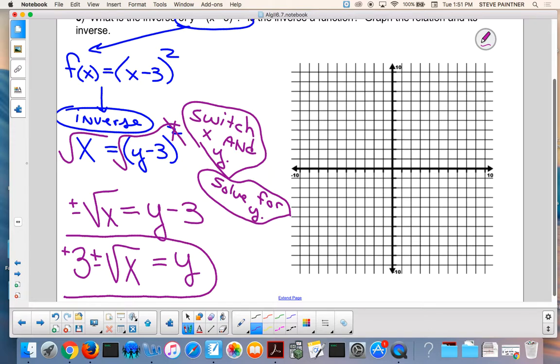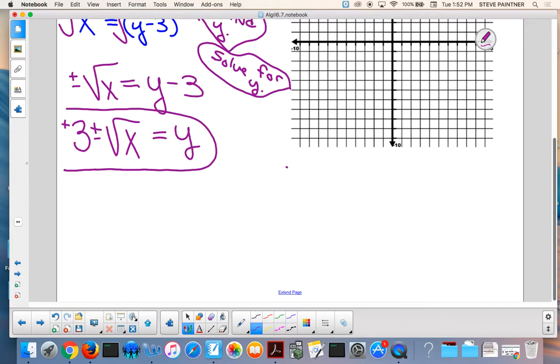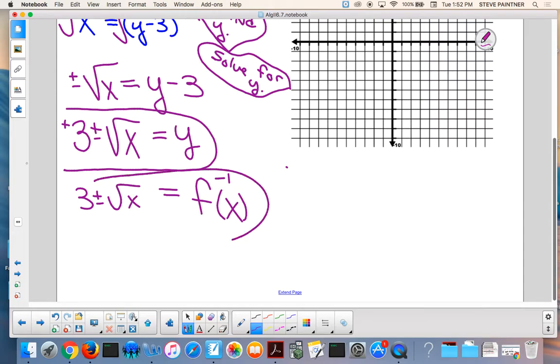This is the function. This is the inverse function. So now maybe just give me a little bit of function notation. If this is the inverse, I'll just call it the inverse of f of x. And then, of course, it's 3 plus or minus square root of x. There it is. Okay?